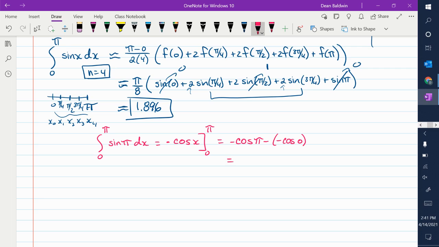Anybody know what cos of pi is? 1, yes. Cos pi is -1, actually, sorry. Sorry, Letitia, I got your hopes up. Because the cosine graph looks like this. There's pi. So it's -1. So -1, what's cos of 0? 1. So I got 1 plus 1, which is 2.